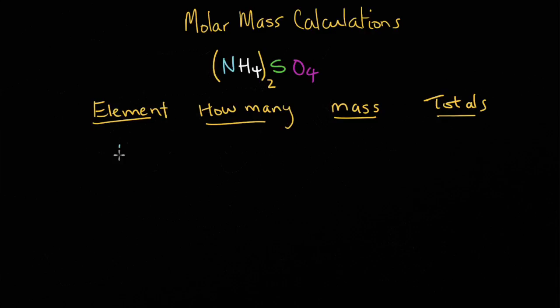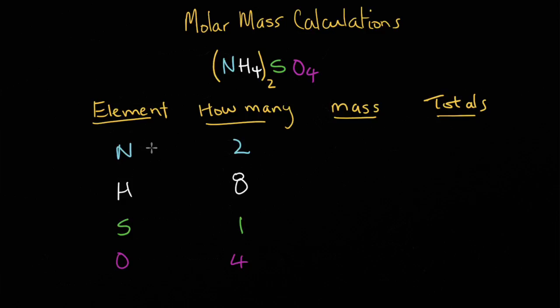Well, we know we've got nitrogen in blue, and we have 1 nitrogen within the ammonium ion, but we've got a 2 on the outside of the bracket, so 2 times 1 gives us 2. We've got 4 hydrogens, but outside the brackets we've got a 2, so 2 times 4 gives us 8 hydrogens. We've got 1 sulfur, and we have 4 oxygens.